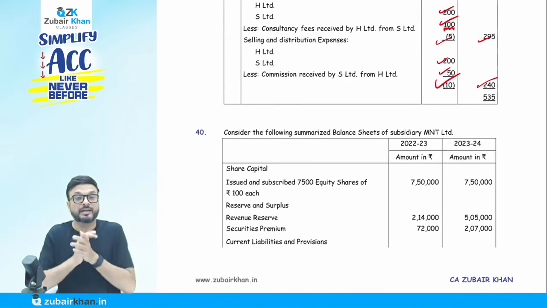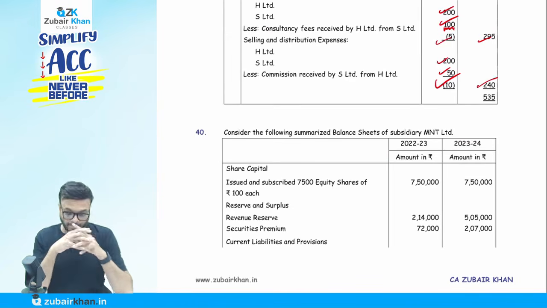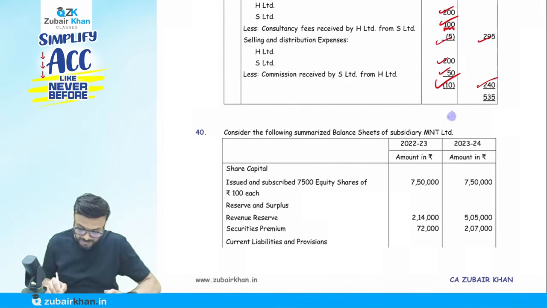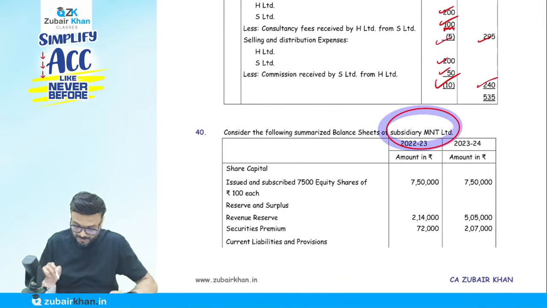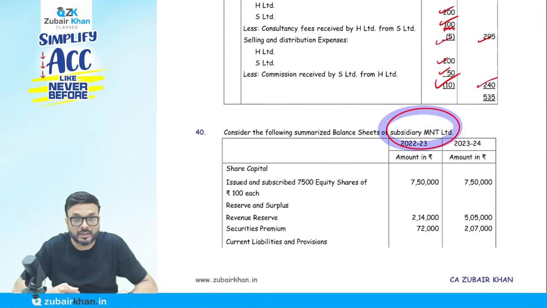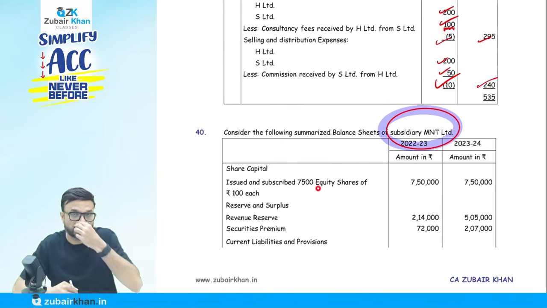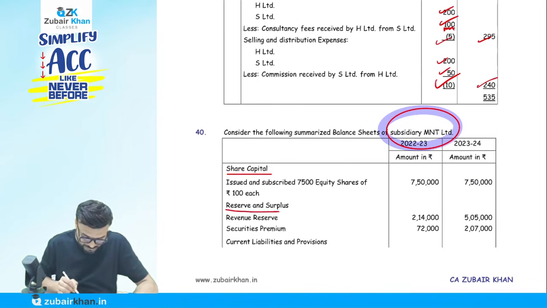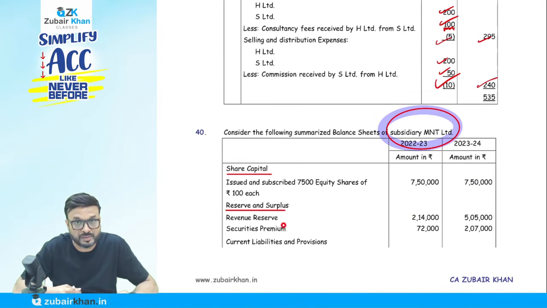Don't worry about that. So now let's come to question number 40. They say to consider the following summarized balance sheet of the subsidiary. So they have given us the balance sheet of the subsidiary company M&T Limited. Two years' figures are given, 22-23 and 23-24. Share capital, issued and subscribed, 7,000 equity shares of rupees 100 each, 7,50,000, 7,50,000. Then they have given the reserve and surplus: revenue reserve 2,14,000, 5,05,000, securities premium 72,000, 2,07,000.